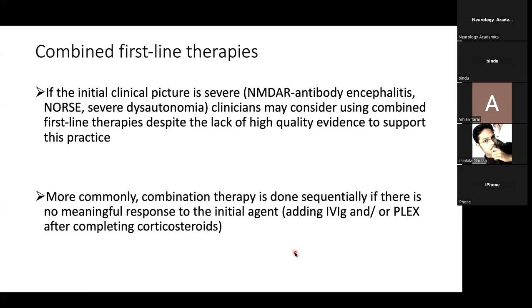Combined first-line therapy: if the initial clinical picture is severe, like NMDA antibody encephalitis or severe dysautonomia, clinicians may consider using combined first-line therapy despite the lack of high-quality evidence to support this practice. More commonly, combined therapy is done sequentially if there is no meaningful response to the initial agent, adding IVIG or PLEX after completing corticosteroid.